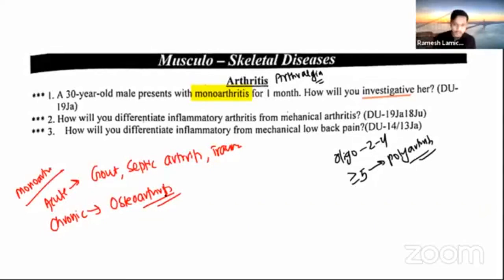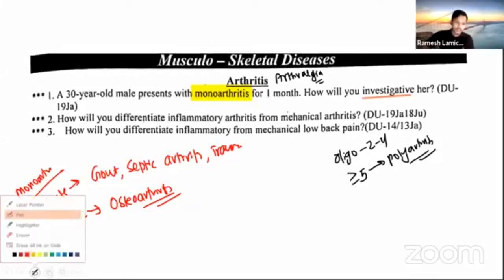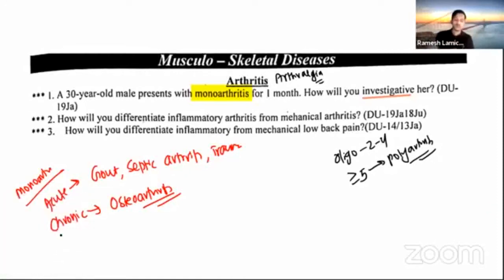Here they ask how you investigate this case. So you have to go to the differential diagnosis management. How can you differentiate between these differential diagnoses? The first thing we're going to do is arthrocentesis. Arthrocentesis means tapping out the joint fluid. So what is it called? Arthrocentesis.